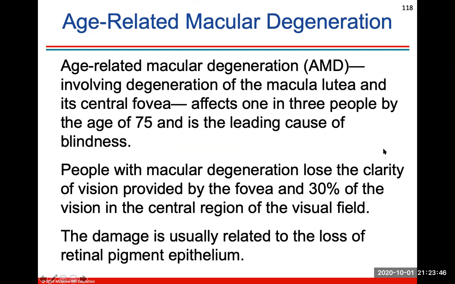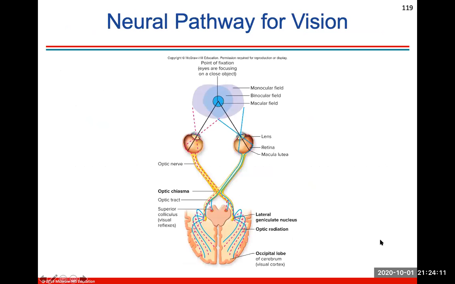Here's age-related macular degeneration. It involves degeneration of the macula lutea and its central fovea, so it'll affect 1 in 3 people by the age of 75 and is the leading cause of blindness. People with macular degeneration lose the clarity of vision provided by that fovea where your cones are, and 30% of the vision in the central region. The damage is usually related to the loss of the retinal pigment epithelium.